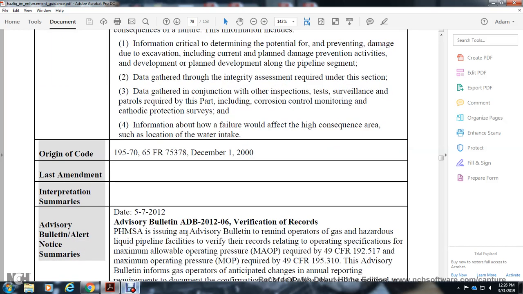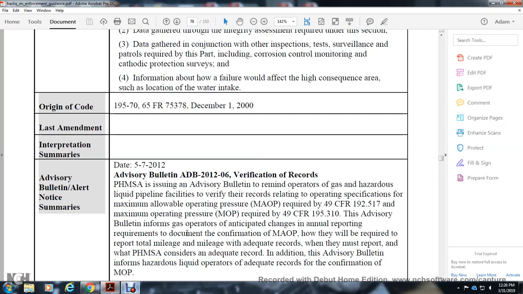Last-minute interpretation and summaries of the advisory bulletins. Summaries. Verification of records. PHMSA is issuing the advisory bulletin to remind operators of gas and hazardous liquid pipelines to verify the records relating to the operating specification, the maximum allowable operating pressure required by Title 49 CFR 192.517, and the maximum operating pressure required by Title 49 CFR 195.310.